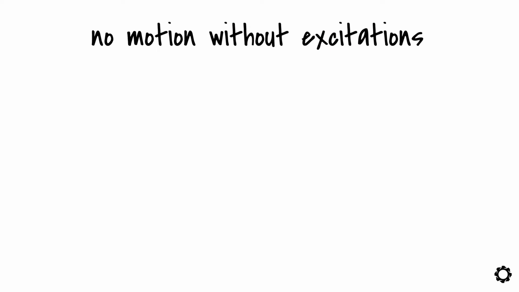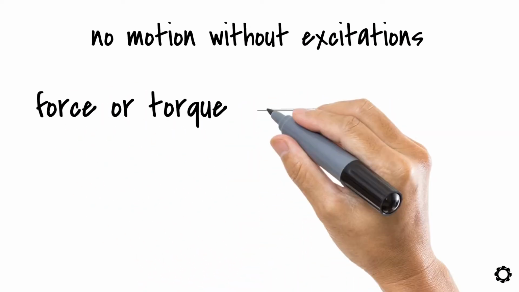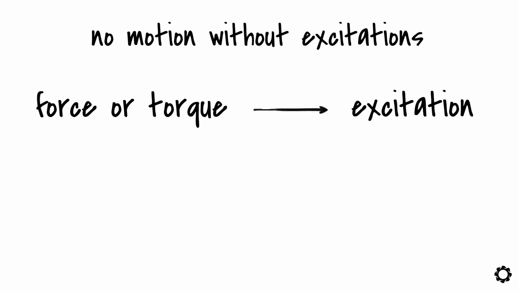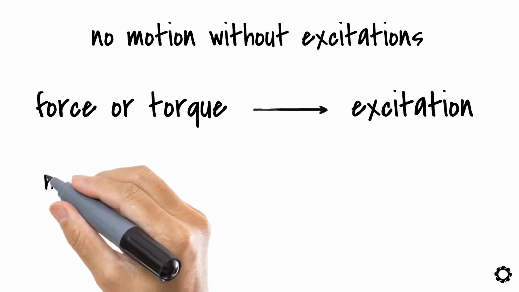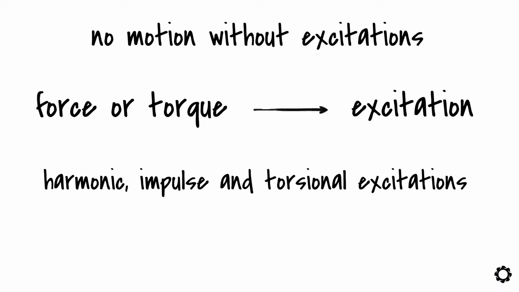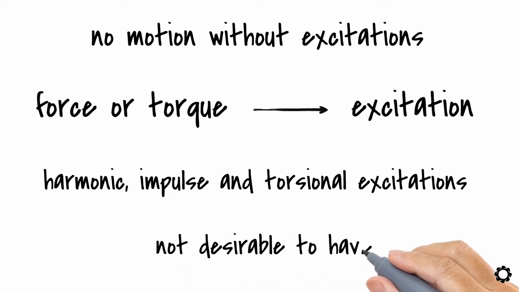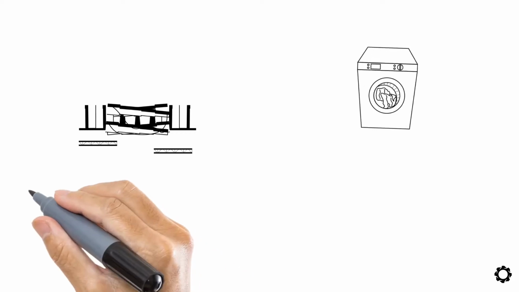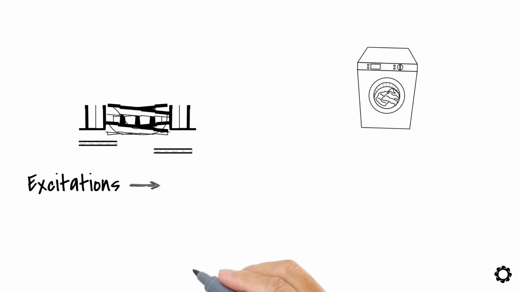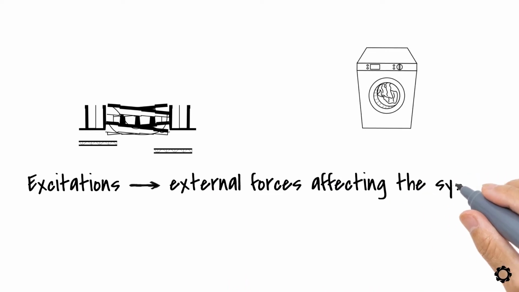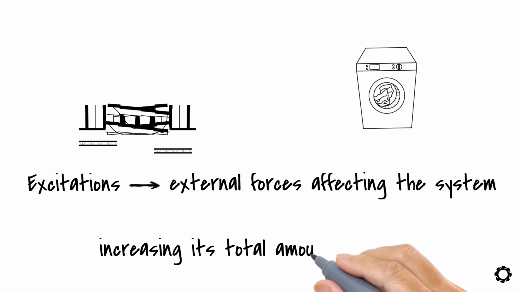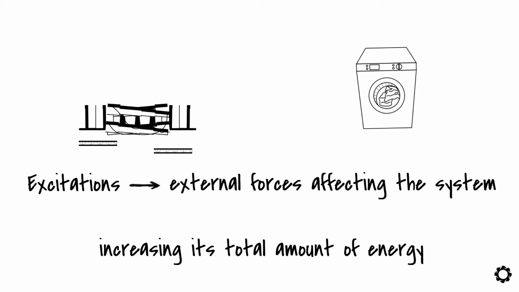After seeing the concepts discussed here, one can conclude that there would be no motion without excitations. Any force or torque applied to a system can be considered an excitation. However, we wanted to focus on harmonic, impulse, and torsional excitations, as most of the time they are not desirable to have. Remember the cases of the bridge and the washing machine? If we get to the core of dynamic problems, excitations of the type mentioned can be translated into having some external forces affecting the system, increasing its total amount of energy with possible damaging consequences.